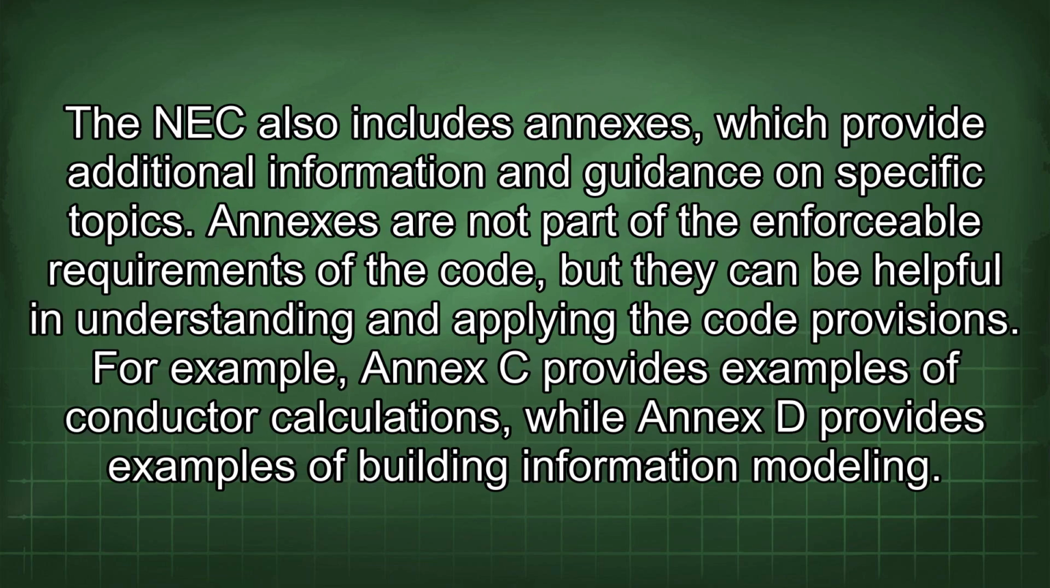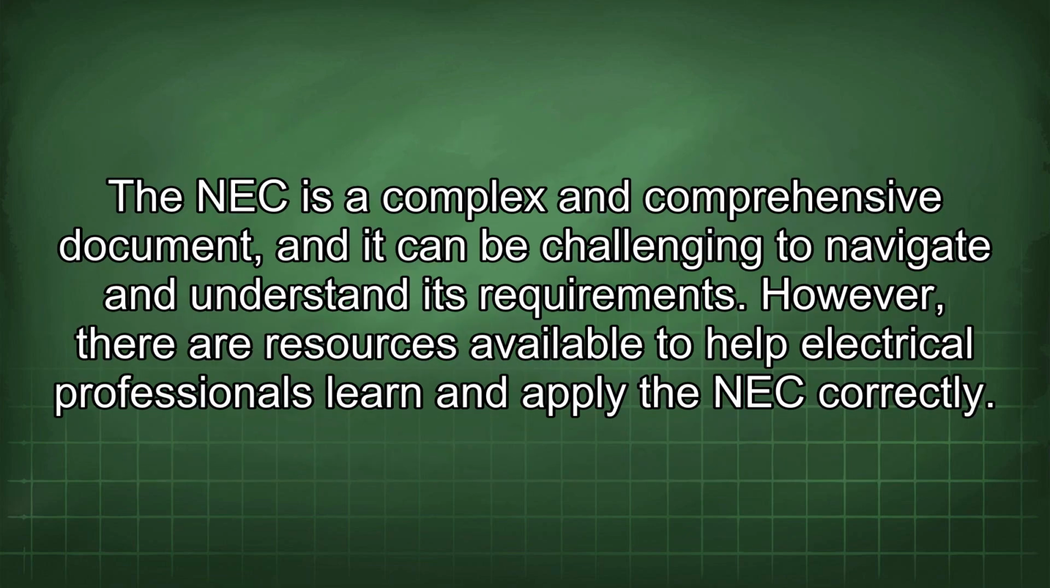The NEC also includes annexes, which provide additional information and guidance on specific topics. Annexes are not part of the enforceable requirements of the code, but they can be helpful in understanding and applying the code provisions. For example, Annex C provides examples of conductor calculations, while Annex D provides examples of building information modeling. The NEC is a complex and comprehensive document, and it can be challenging to navigate and understand its requirements.